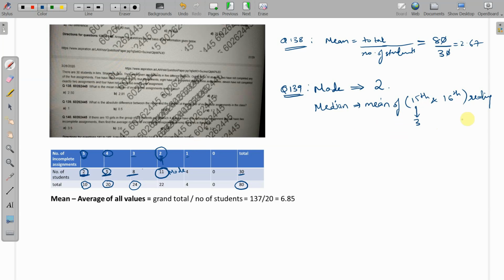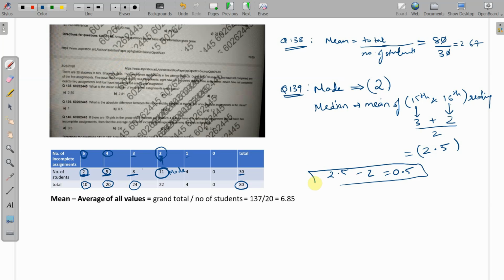Again, remember you can take the numbers in ascending or descending order. So there's no harm if I've taken 5 incomplete assignments first, because from either side the 15th and 16th readings would become reversed, but the readings would still be the same. So the 16th reading would be 2 assignments. Basically the 15th reading is this, the 16th reading is this, and their mean is 3 plus 2 divided by 2. So the median would become 2.5. So mode is 2 and median is 2.5. Their absolute difference is 2.5 minus 2, that is 0.5.